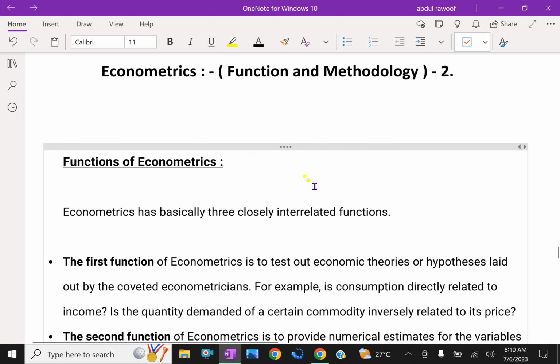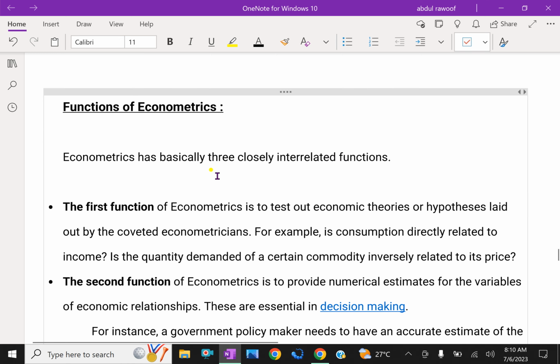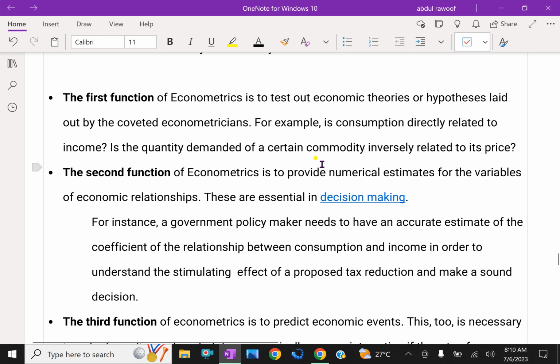Now, further we'll discuss the functions of econometrics. Econometrics has basically three closely interrelated functions. The first function of econometrics is to test economic theories or hypotheses laid out by econometricians. For example, is consumption directly related to income? Is the quantity demanded of a certain commodity inversely related to its price?